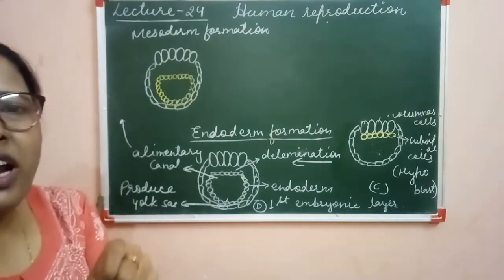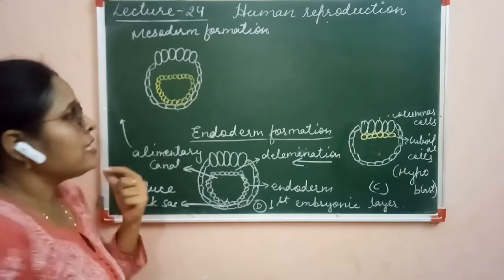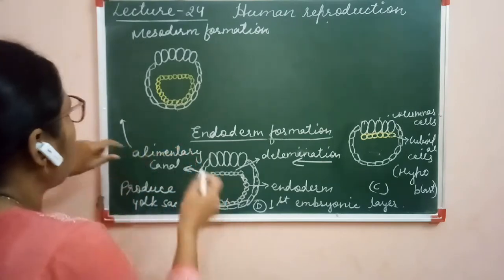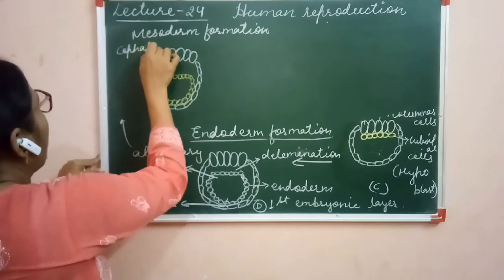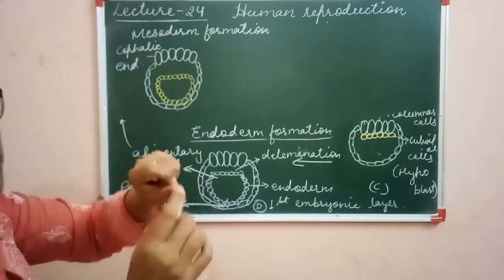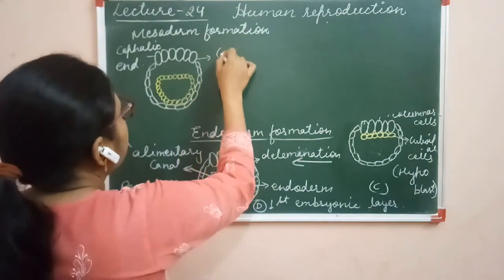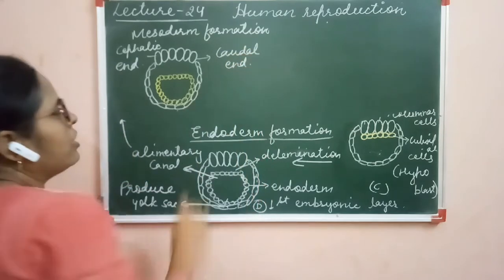This embryo will have two poles. Clear? These are the two ends of the embryo. This end is called the cephalic end, which will give rise to the brain or the nervous system part, and this is called the caudal end. So two ends are there.